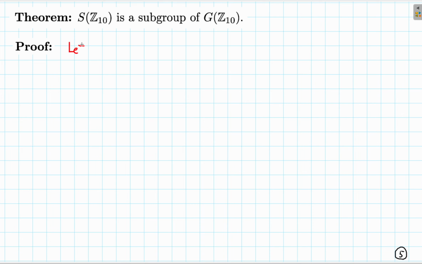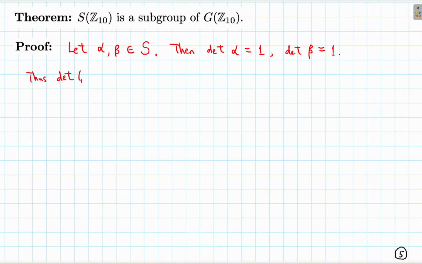This is really just following what we did in the outline. So we'll let alpha and beta be elements of S, and by S I mean S of Z10. And therefore we can say that their determinants are both equal to 1. Determinant of alpha is 1, and determinant of beta is 1. Now we need to show that alpha times beta is in S, so we just show that its determinant is also 1.